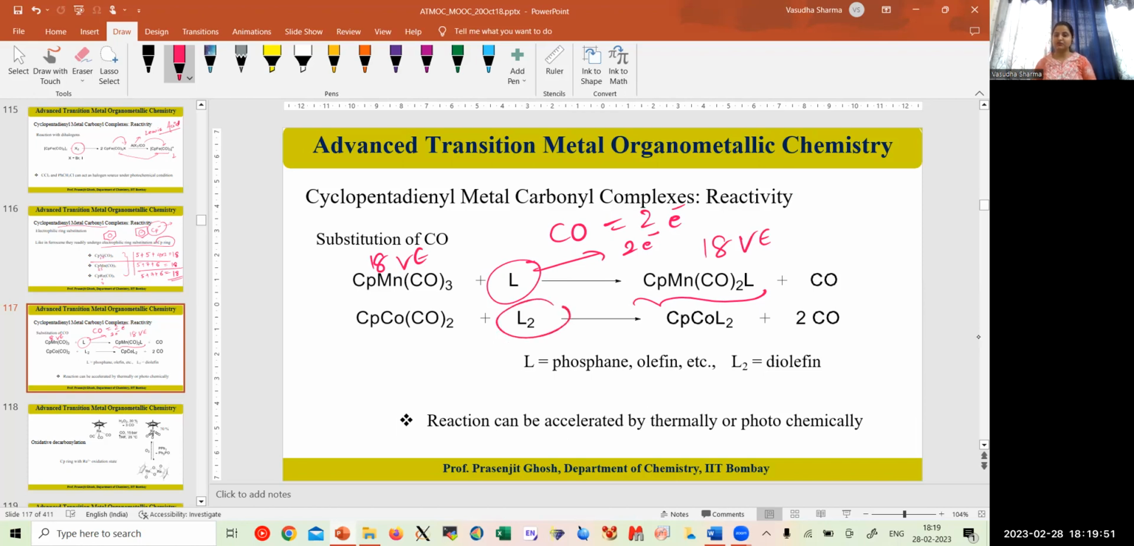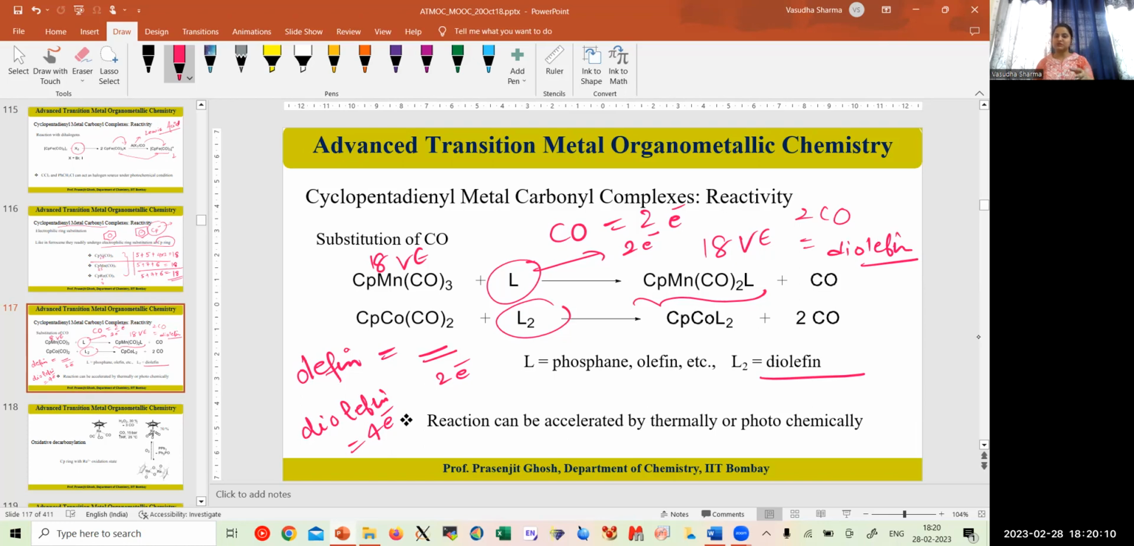Similarly, we have an L2, which is a diolefin. That means it is giving 4 electrons. A single olefin means 1 double bond, and that is 2 electrons. A diolefin will provide you 4 electrons, and 2 carbonyls equal 1 diolefin. Therefore, it can replace both the COs, and we will get 2 carbon monoxide molecules outside, as they have been replaced.